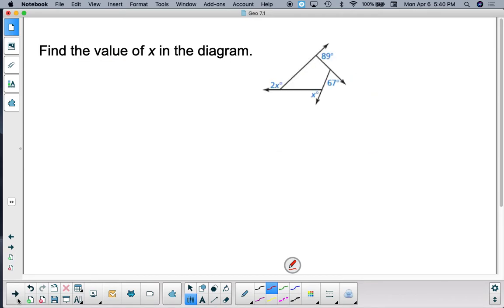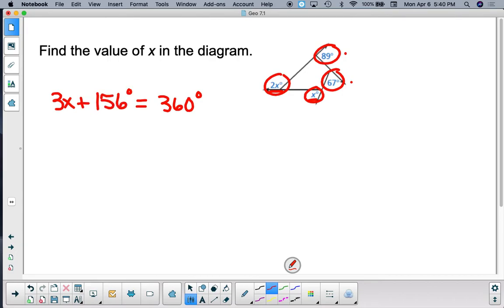So let's look at this. It says find the value of x in the diagram. So I know that they all add up, because they're exterior angles, right? I know they add up to 360 degrees. I can add these two, 89 plus 67, and that is 156, right? And 2x plus x, I can add those two, that's 3x. So I can make an equation that 3x plus 156 equals 360 degrees. So that's all four angles.